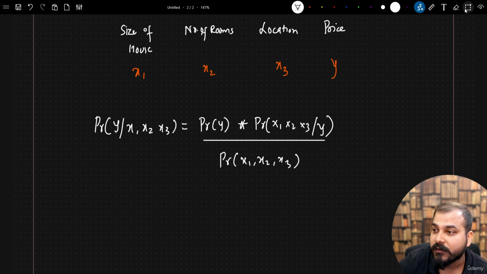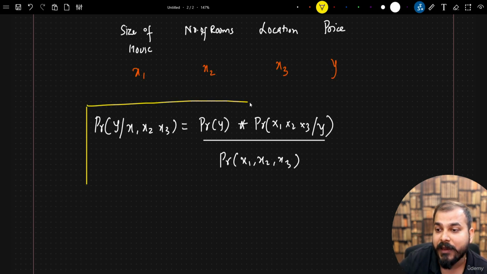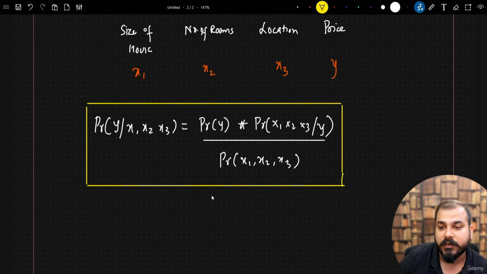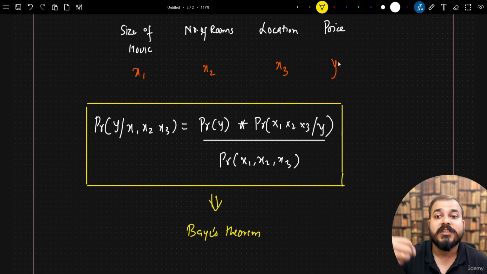So this equation is from Bayes' theorem, and we will be using this to calculate the probabilities of y, which is my output feature, right? Super important formula. If you know this, the Bayes algorithm is done from your side.